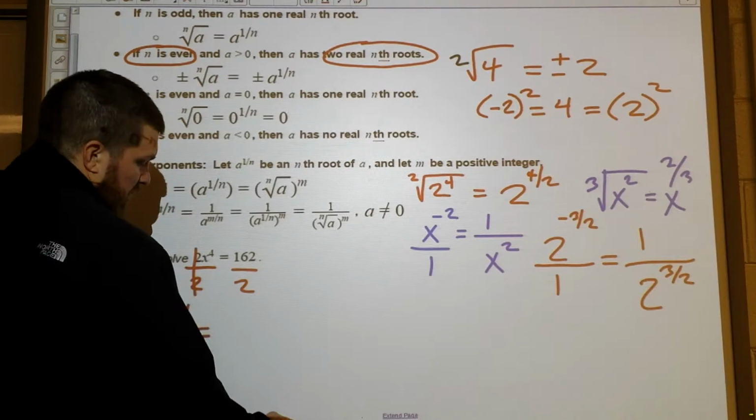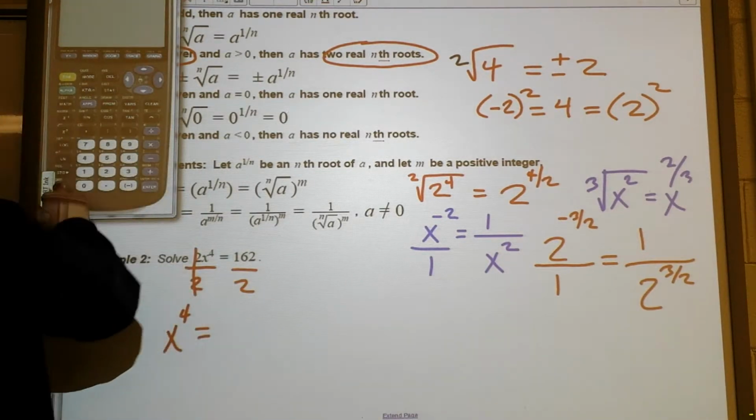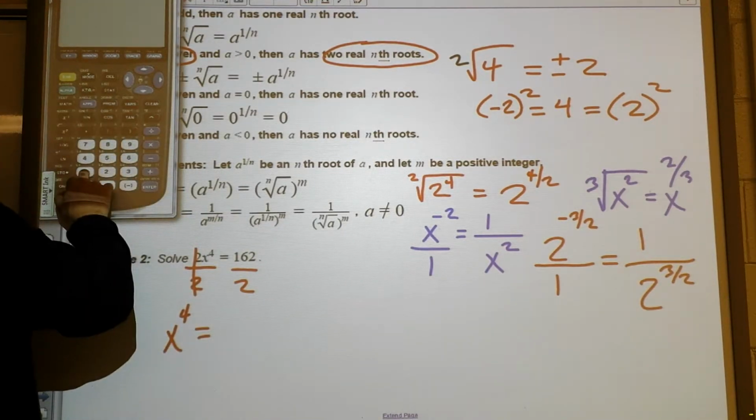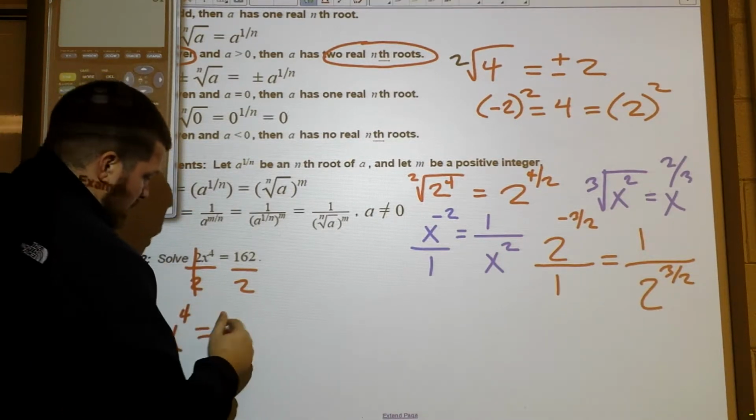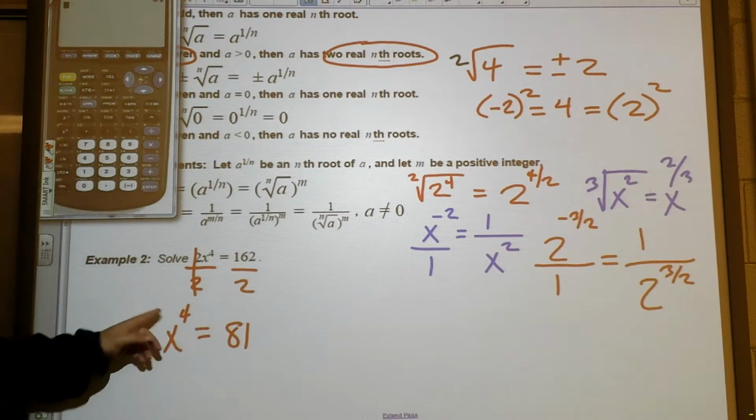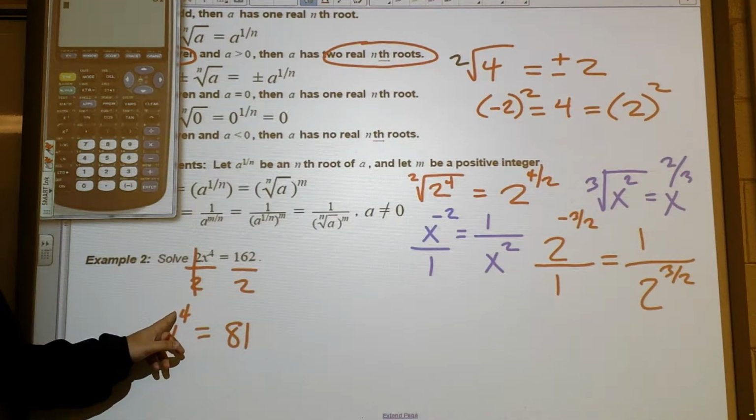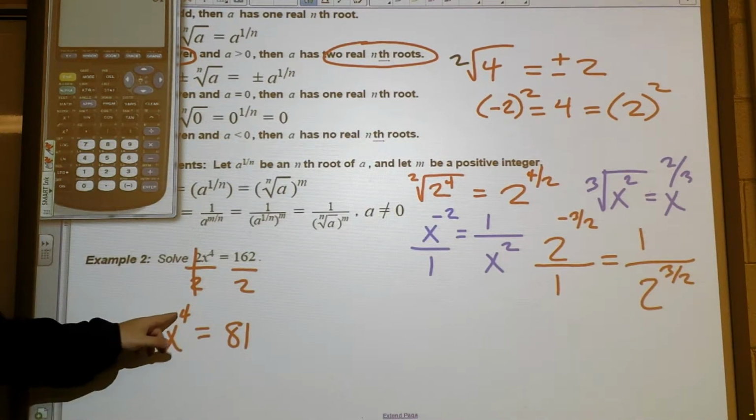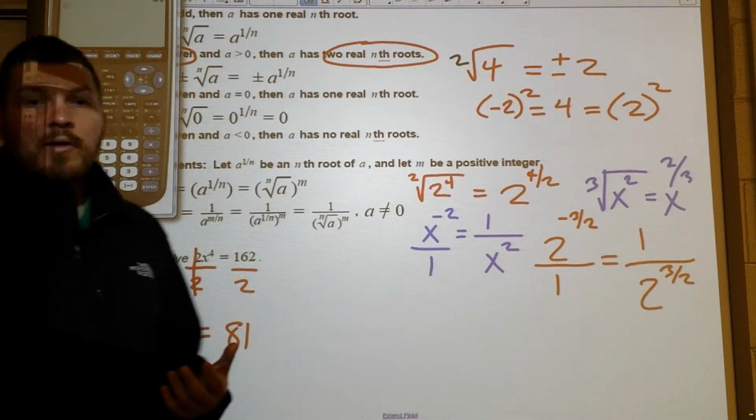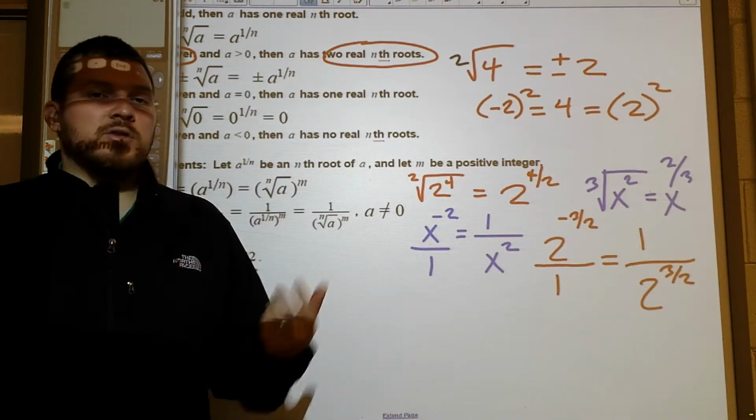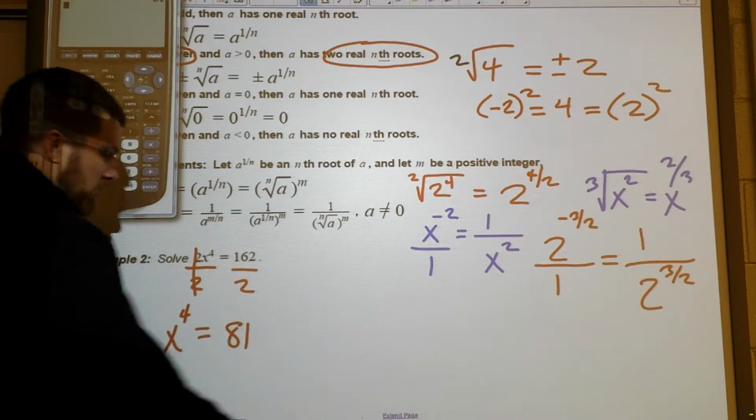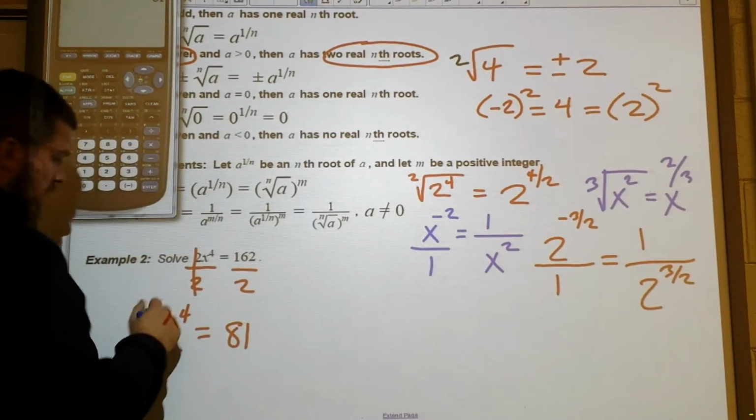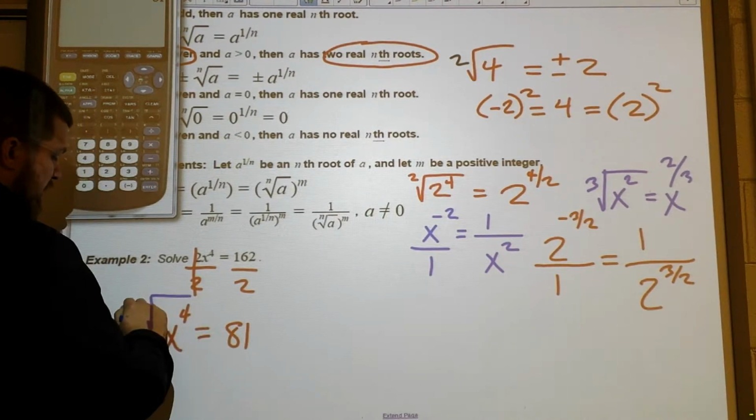Okay, so I believe that's 81, but I'm just going to double check it in my calculator. So 162 divided by 2 was 81. Okay, now my power is even. I have a 4th power. To undo the 4th power, I need the 4th root. To undo a 3rd power, I would need the 3rd root. So in this particular problem, to undo the 4th power, I need the 4th root.